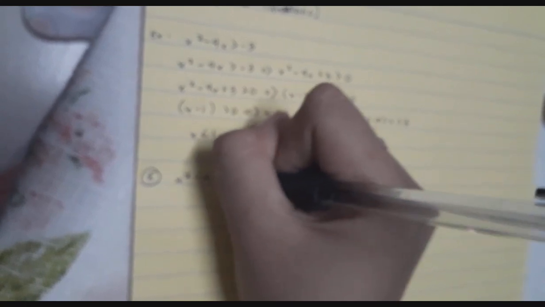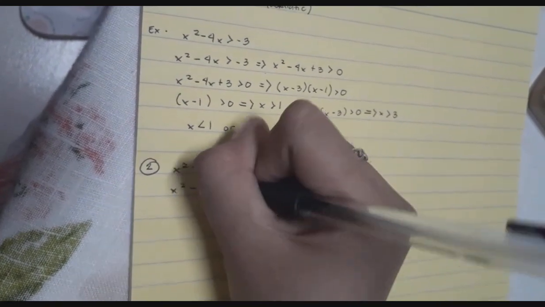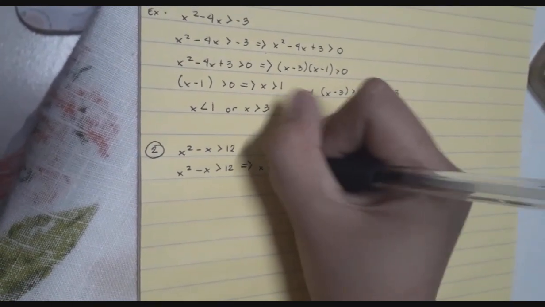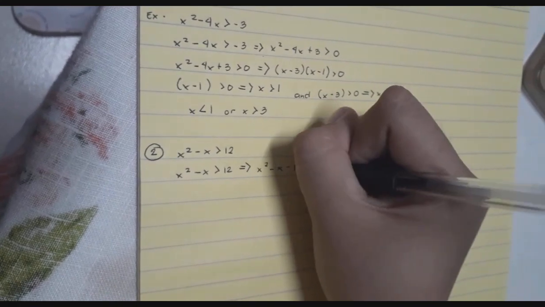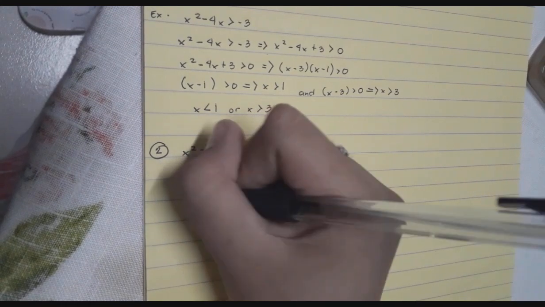Up to our next example. To write the inequality in standard form, subtract 12 from both sides of the inequality. Factorize the quadratic inequality. Solve for the zeros of the inequality.